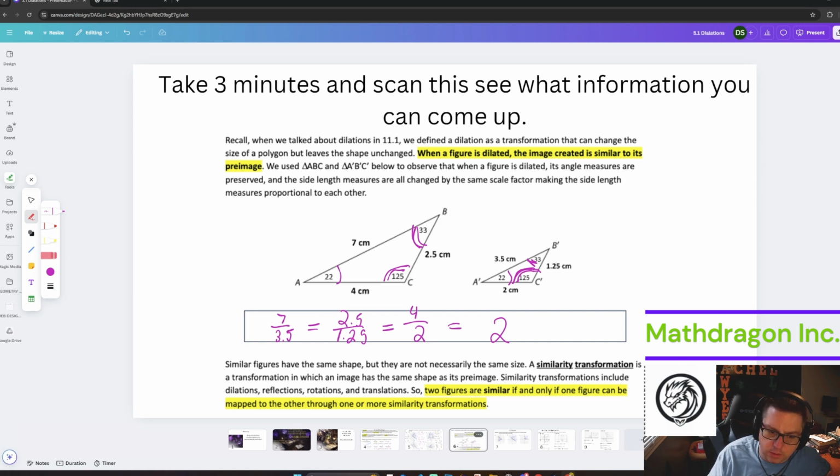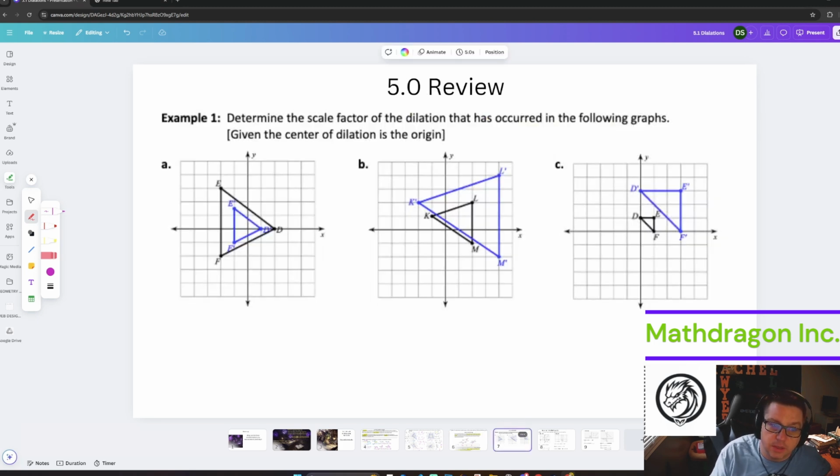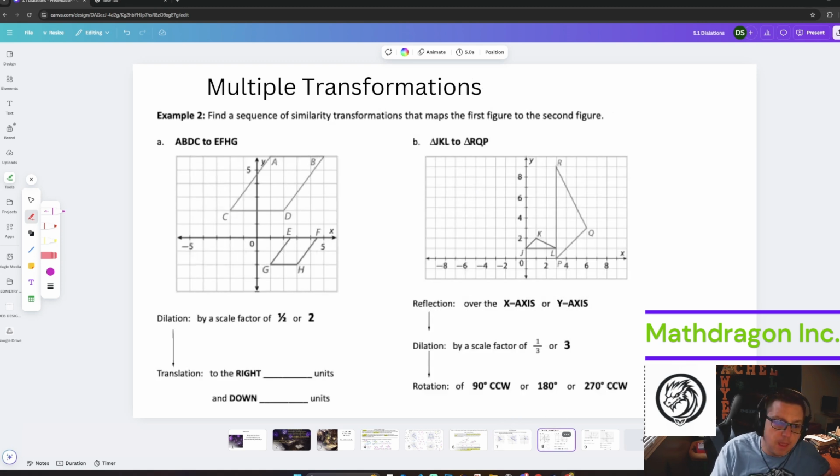2 times 1.25 is 2.50 when you double it, and 3.50 doubled is 7. So all of these have the same ratios. They all have the same scale factor. So to determine the scale factor, we just did all those. You can continue to practice those, but I'm probably going to get rid of this slide, honestly. All right. Dilation by a scale factor of 1/2 or 2.